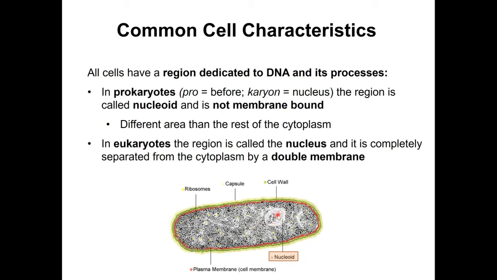It has the DNA, the circular molecule of DNA, but it also has all the proteins, DNA polymerases, all these enzymes that are necessary to maintain and execute the information stored in DNA. In eukaryotes, instead, the region is much more clearly separated from the cytoplasm through the presence of a double membrane. We'll talk about that in the next slides.